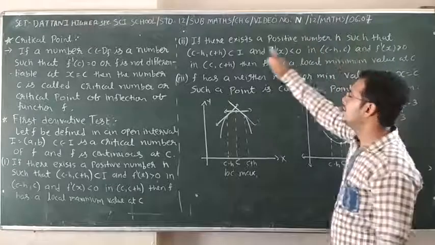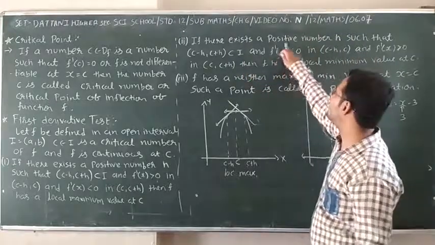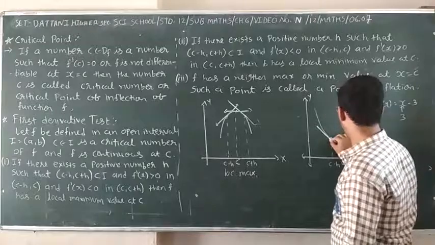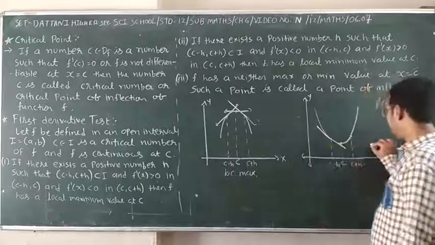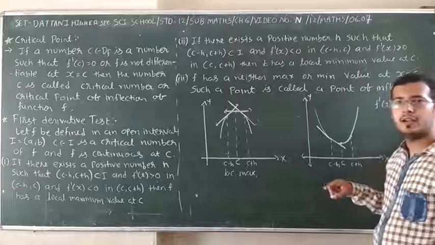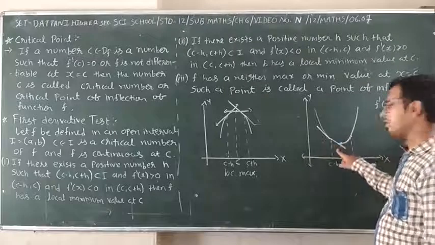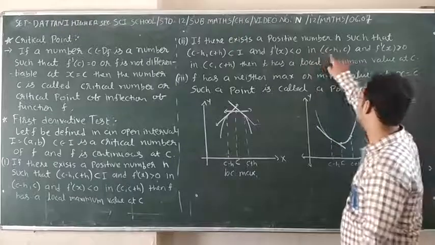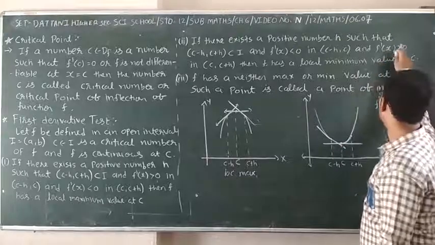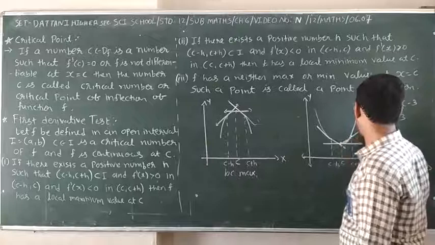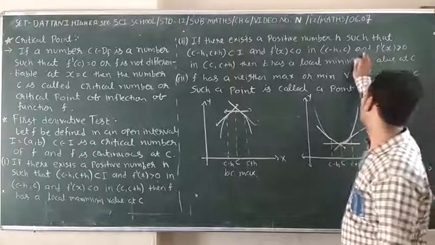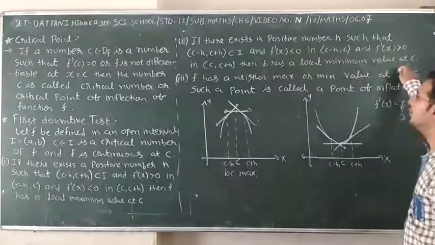Okay, the similar thing for a local minimum. If there exists a positive number h greater than 0 such that (c minus h, c plus h) is a subset of I, and f dash x is less than 0 in (c minus h, c). Here the tangent is like this, so it makes an obtuse angle, 90 to 180. It means in the second quadrant it is negative. So f dash x is less than 0 in (c minus h, c), and f dash c is 0, and f dash x is greater than 0 in (c, c plus h). Here the tangent makes an angle less than 90, so it is in the first quadrant, greater than 0. Then f has a local minimum value at c.